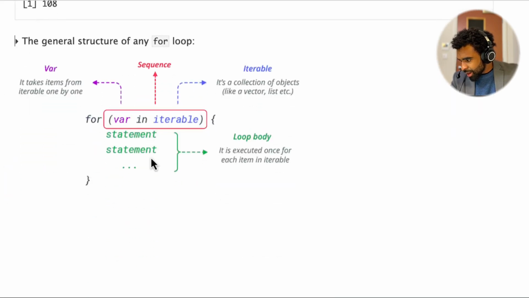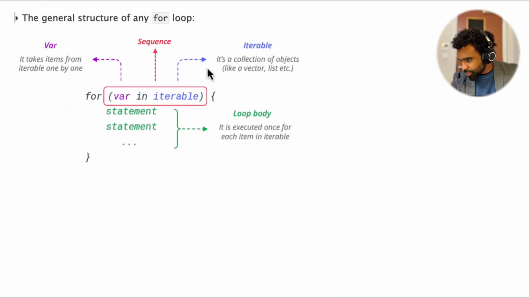Now here is a diagram of the general structure of any for loop that you can pause and study to get a sense of what we just talked about. So it says for each variable in some iterable, some vector, or some sequence of characters, do a specific set of things in these statements within the loop body.